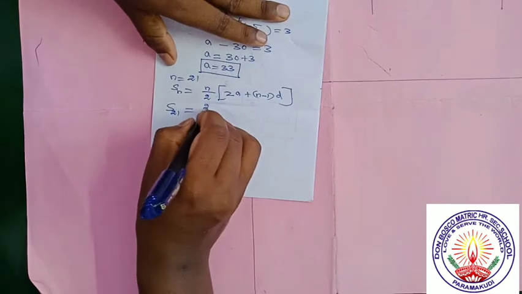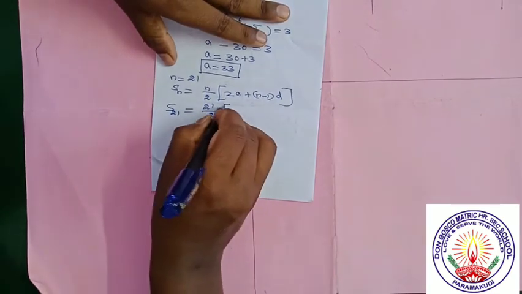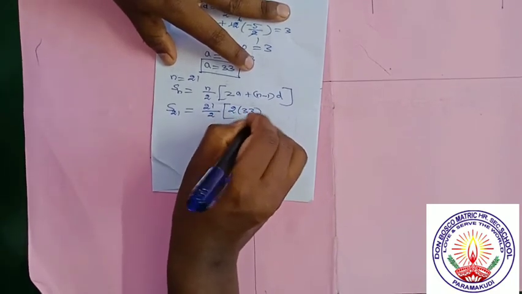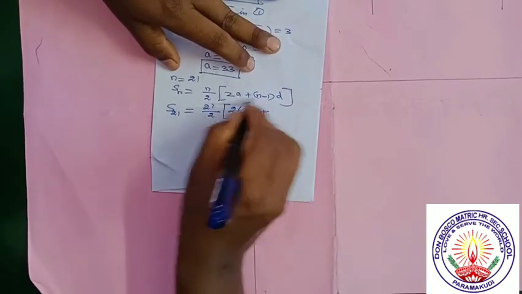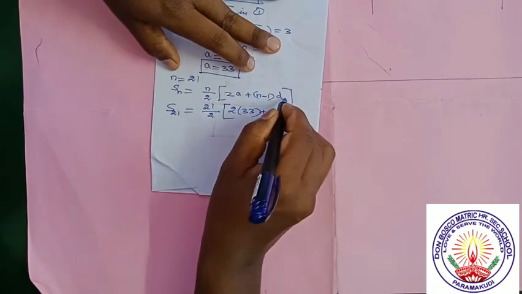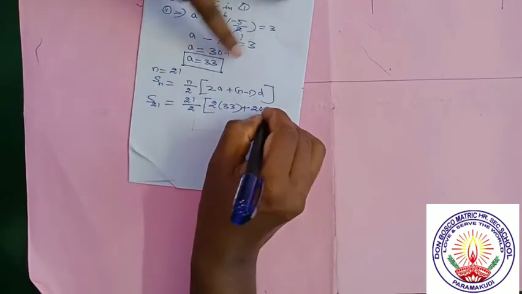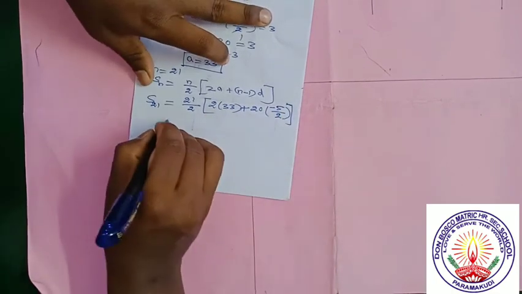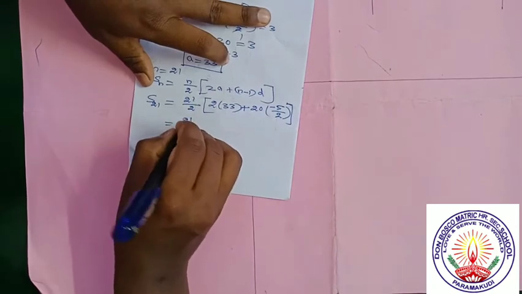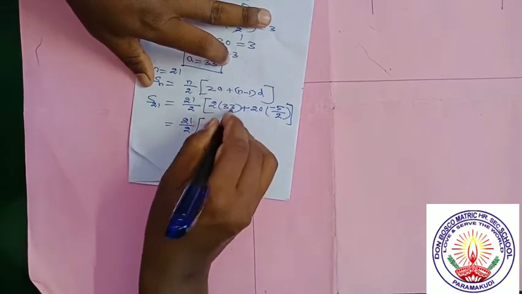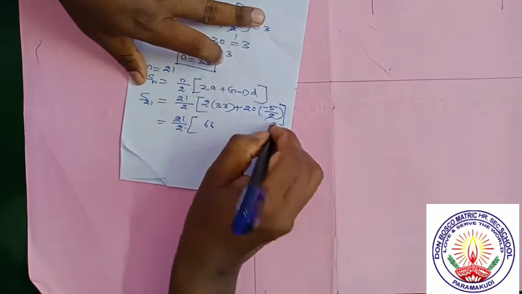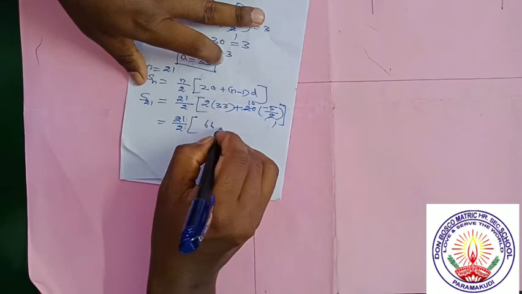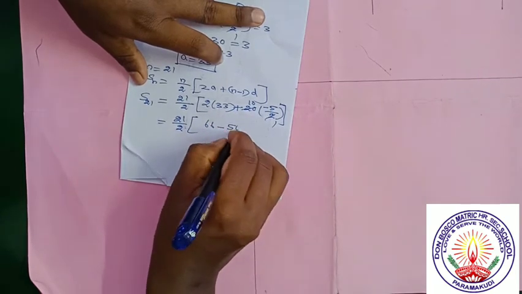So n means 21 by 2 into 2 into 33 plus 21 minus 1, which is 20, into d. d is equal to minus 5 by 2, so minus 5 divided by 2. Close the bracket. Here we cannot cancel, so let us write 21 by 2. 2 into 33 is 66. 1 2 is 2, 10 2s are 20, 10 into 5 is 50. Plus into minus is minus, so minus 50.